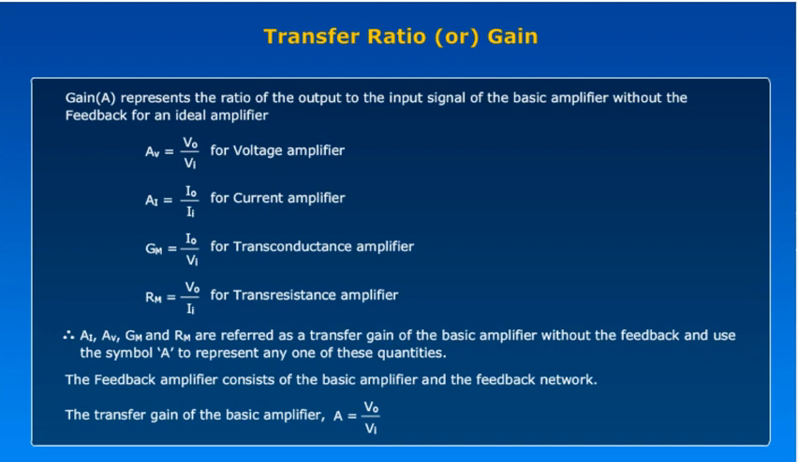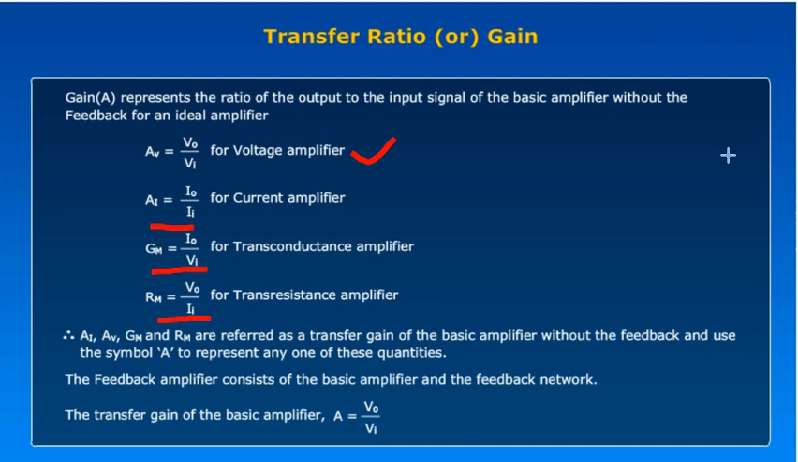In the voltage amplifier, the voltage gain AV is equal to V0 by Vi. In the current amplifier, the current gain AI is equal to I0 by Ii. In the transconductance amplifier, the input signal is a voltage and the output is a current, so the transconductance gain is represented with Gm, which is equal to I0 by Vi. The next amplifier is the transresistance amplifier. In the transresistance amplifier, the input is a current signal and the output is a voltage, so its gain is represented with Rm, which is equal to V0 by Ii.